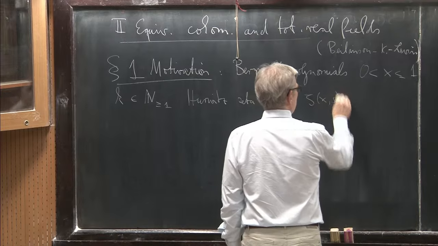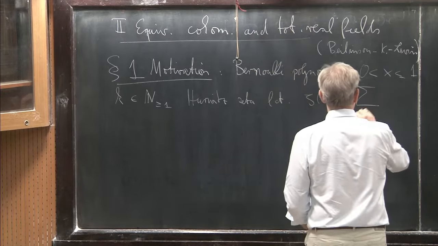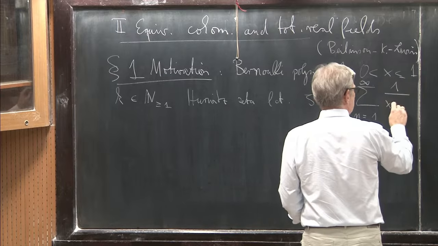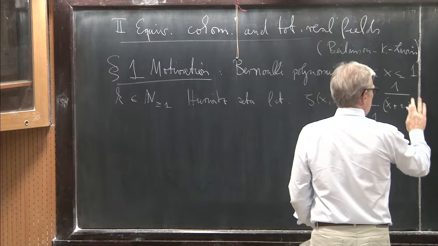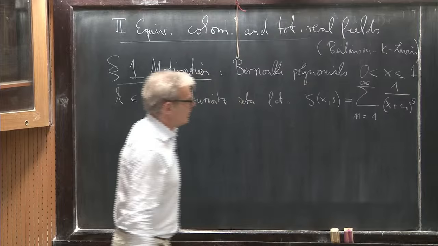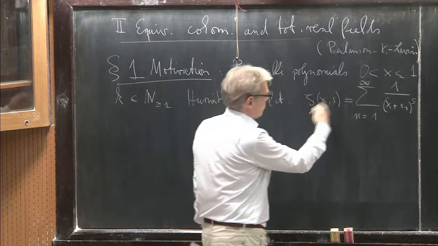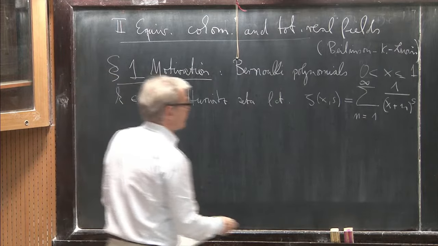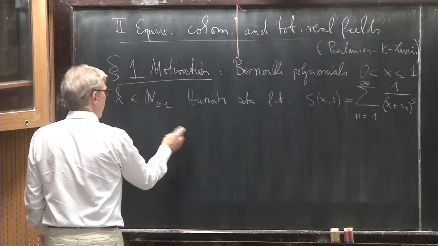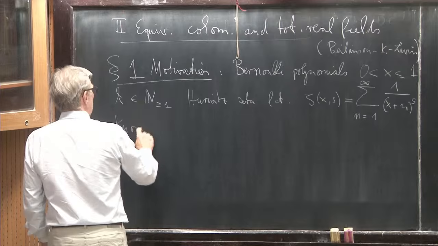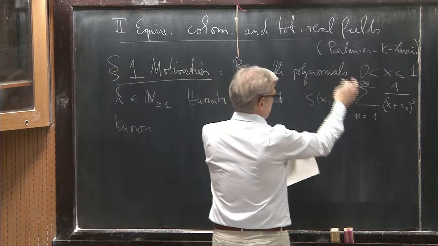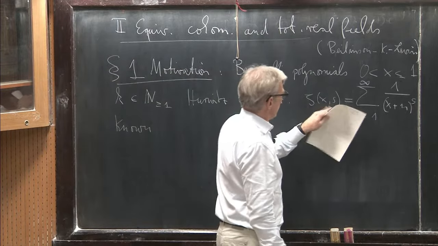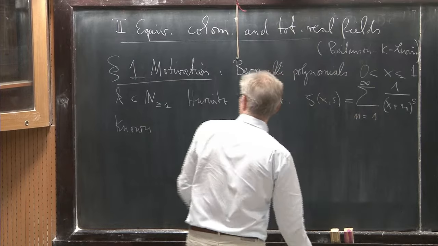It's zeta x of s. This is the sum, n equals 1 up to infinity, and we sum over 1 over x plus n to the s. Yeah, that's a variant somehow of the Riemann zeta function, and you study this in connection with the Riemann zeta function a lot. And here the point is, this has an analytic continuation to the whole complex plane with some pole. And there's a functional equation.